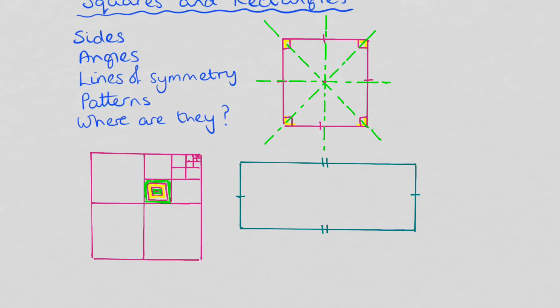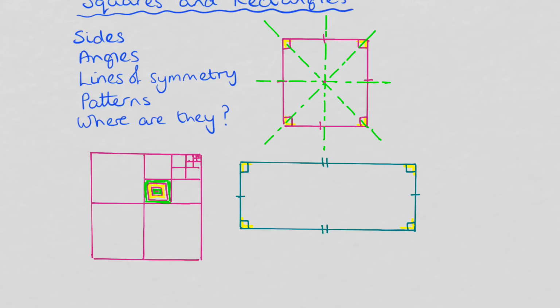Okay, let's have a think about the angles in our rectangle now. I think you can see quite quickly and quite clearly that these angles are all right angles again, just like they were for a square. So we mark each of the angles with the little square in the corner that shows that they're right angles. All right, now let's have a think about lines of symmetry.